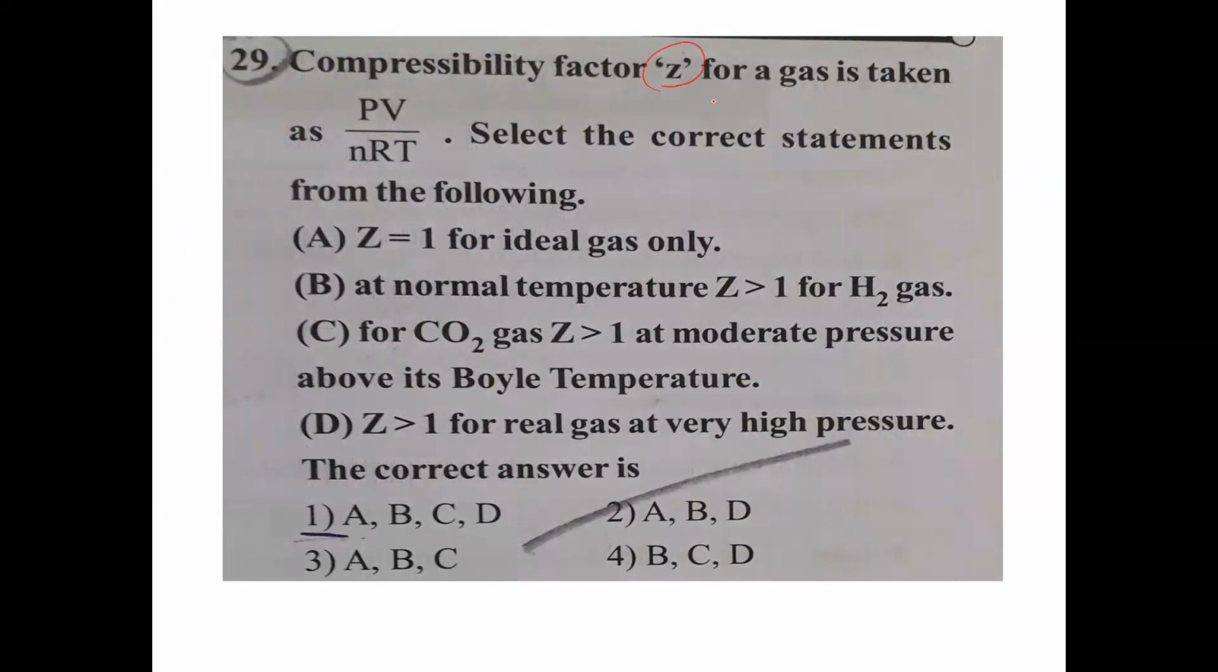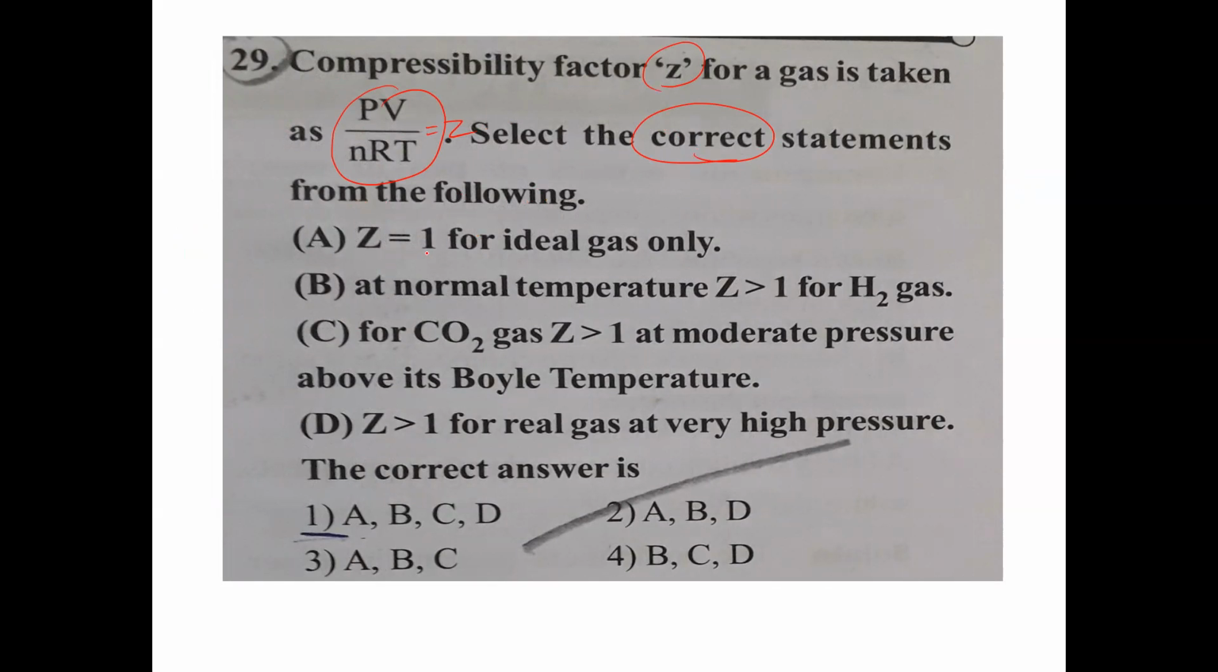The compressibility factor Z for a given gas is PV by nRT. Z is equal to PV by nRT. Select the correct statements. Here they ask for the correct statements. Sometimes they ask you to find the incorrect statements, sometimes the correct statements. What they have asked, we have to note first. Here we have to find the correct statement.